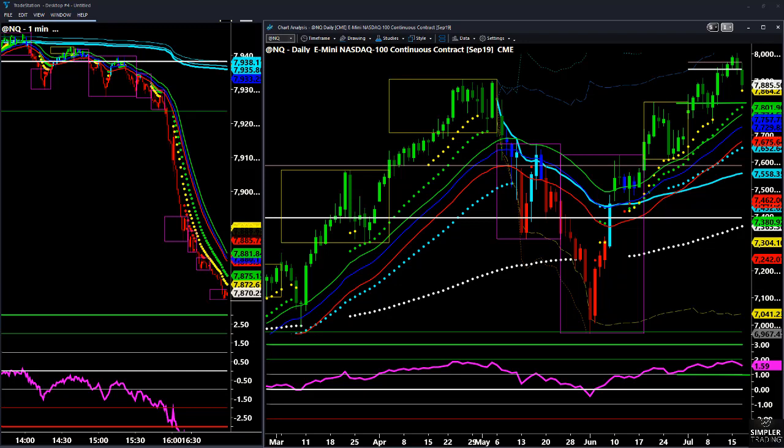70 points on the NAS is not all that much. So I'm going to keep an eye on this, but take a look at the effect Netflix and all those sympathetic moves have had on the NAS. This is why earnings matter to futures traders. And remember, futures traders, we could take advantage of this move after hours with plenty of liquidity.